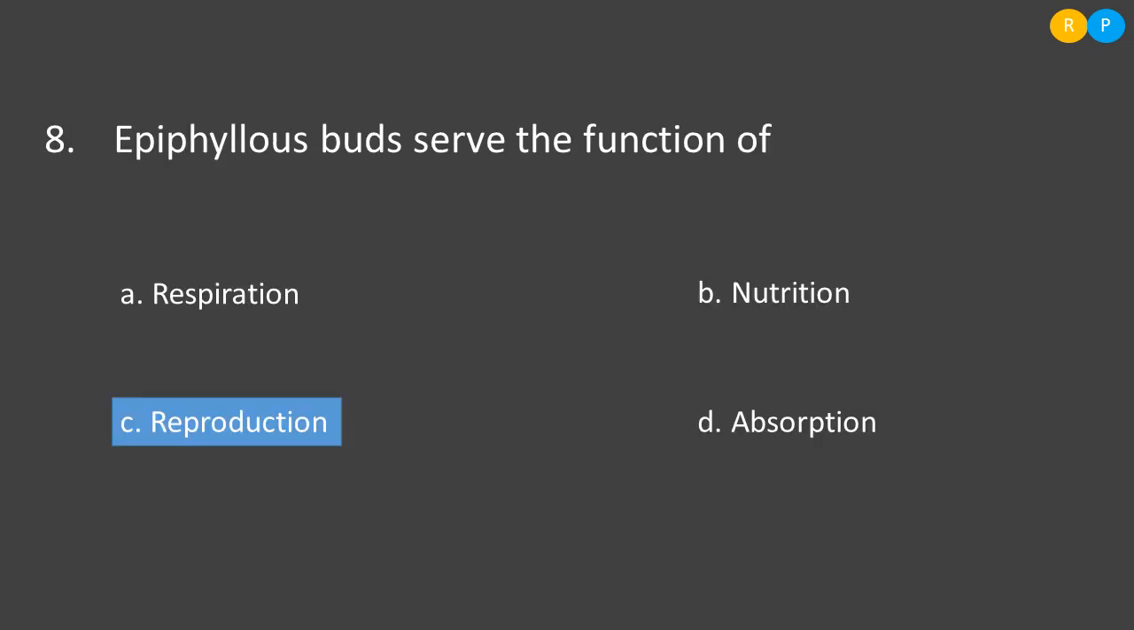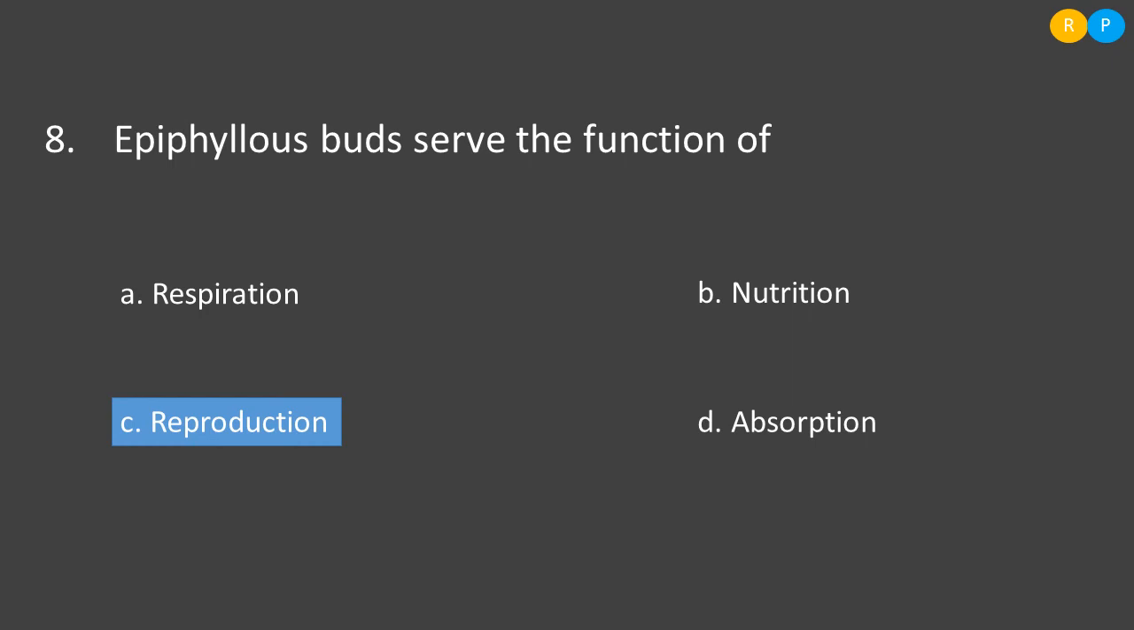Then the eighth question, epiphyllous buds serve the function of. So here you have to understand the meaning of epiphyllous buds. From where will this bud form in the plant? So epiphyllous buds are a kind of adventitious bud. Clear? They do not originate from the tip of the stem or from the axil of the leaf. They usually develop from the margin of the leaf.